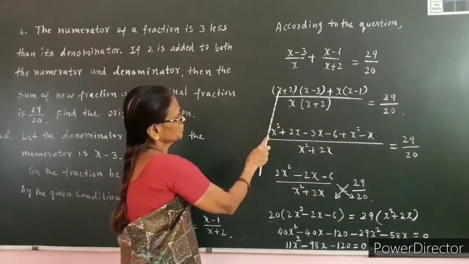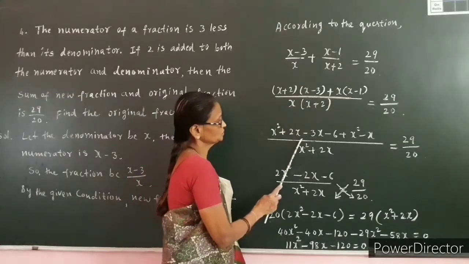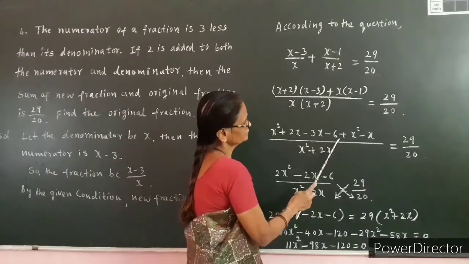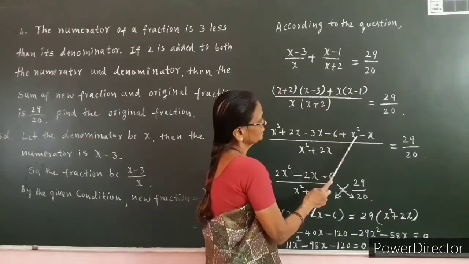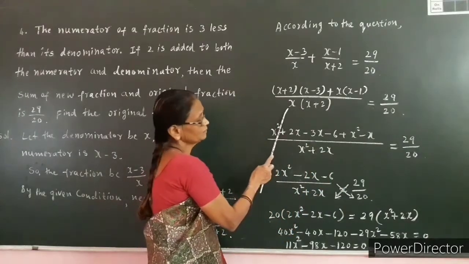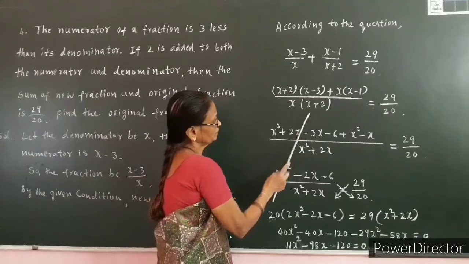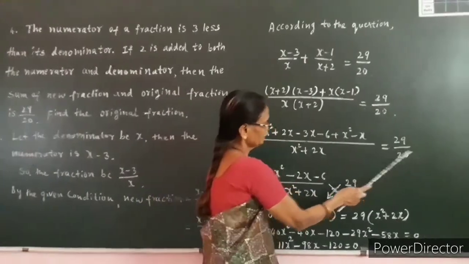Now take the product of binomial to binomial. You will get x square plus 2x minus 3x minus 6. Now take the product of monomial to binomial. You will get x square minus x. Here also multiply monomial to binomial. It gives x square plus 2x equal to 29 by 20.